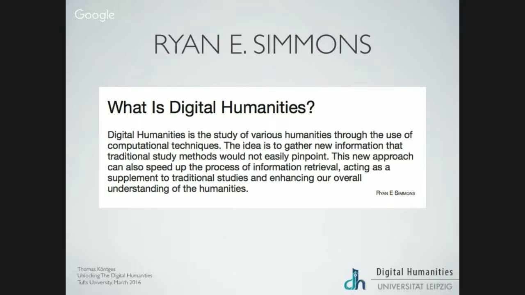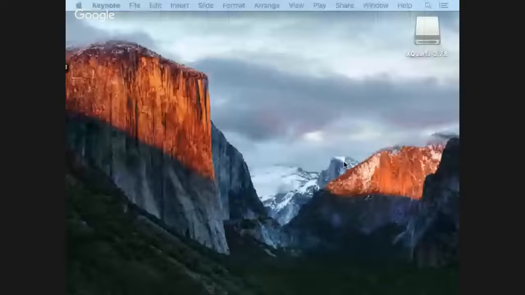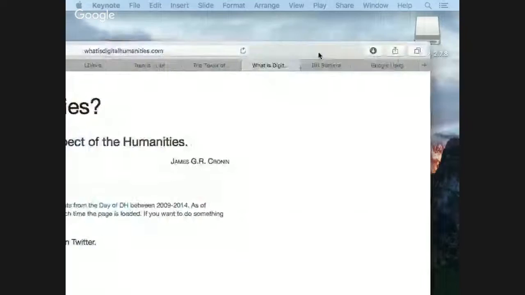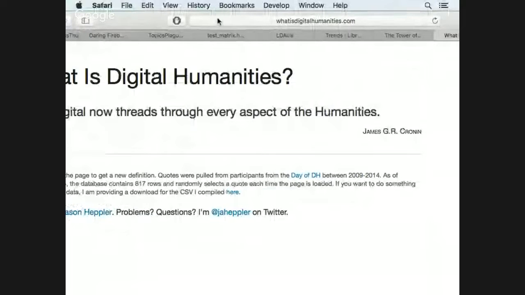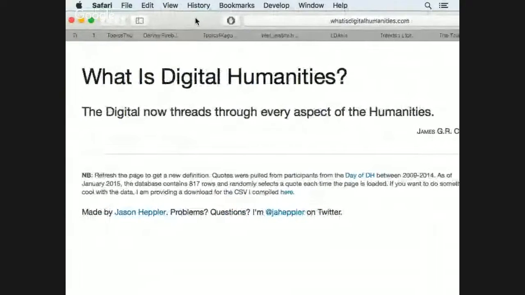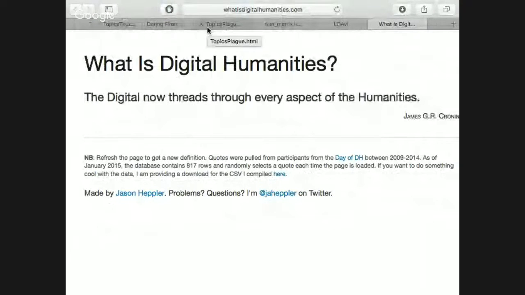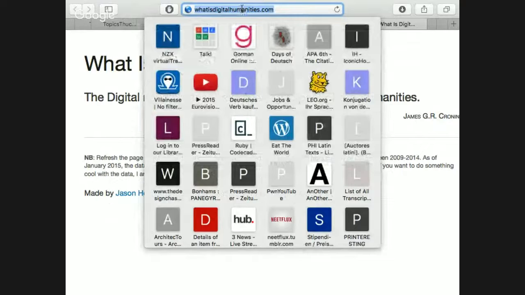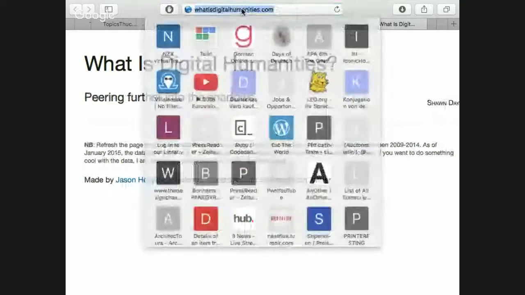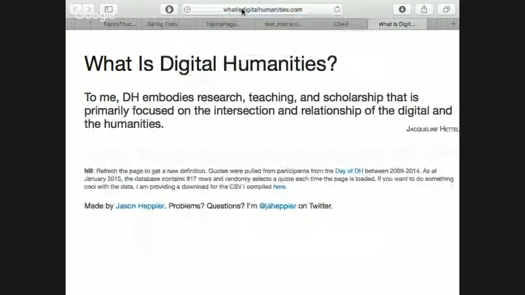You could actually spend a whole day reading all the different definitions of digital humanities. So this website, digitalhumanities.com, actually generates, every time you refresh it, a new definition for digital humanities. And it's not just any definition of digital humanities. This is actually from the Day of DH.